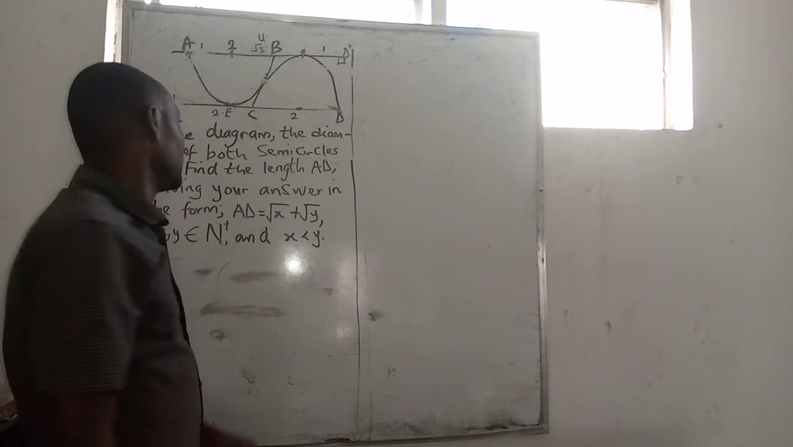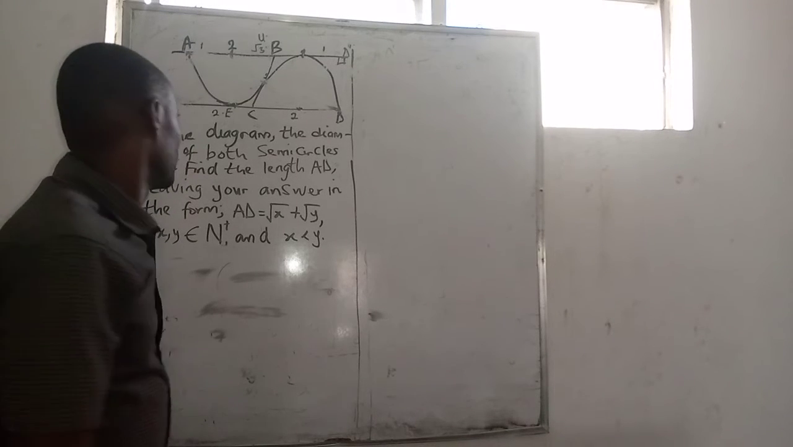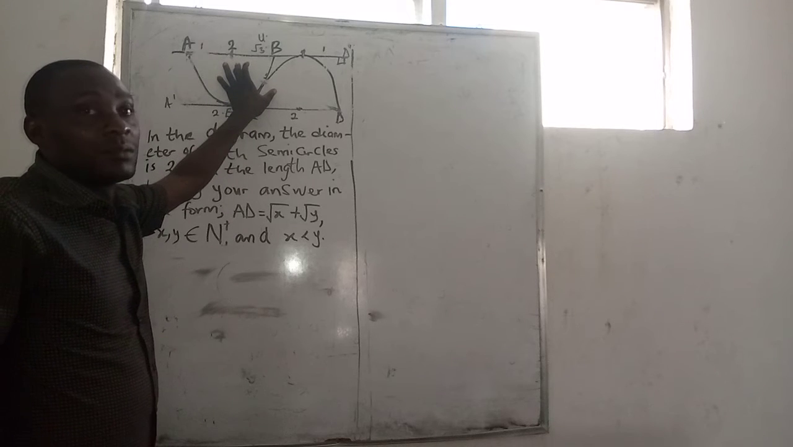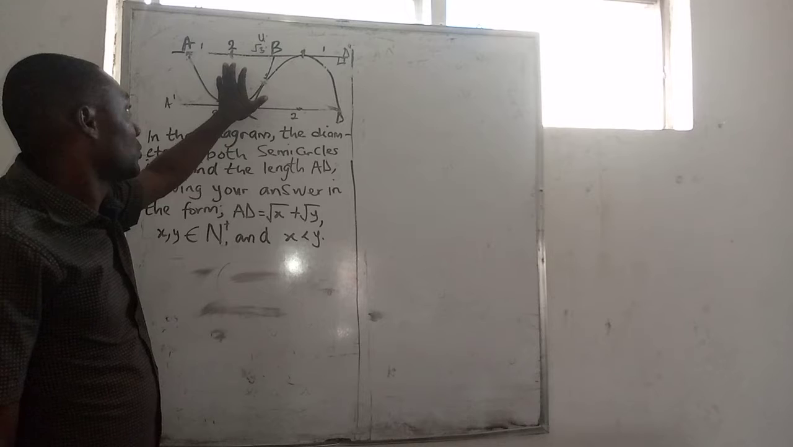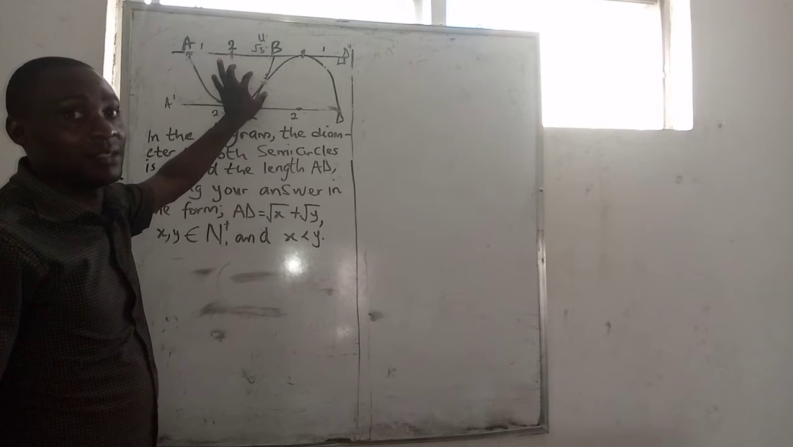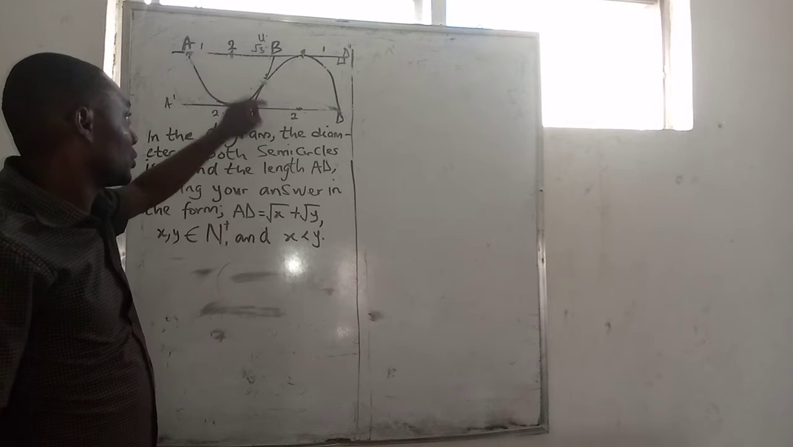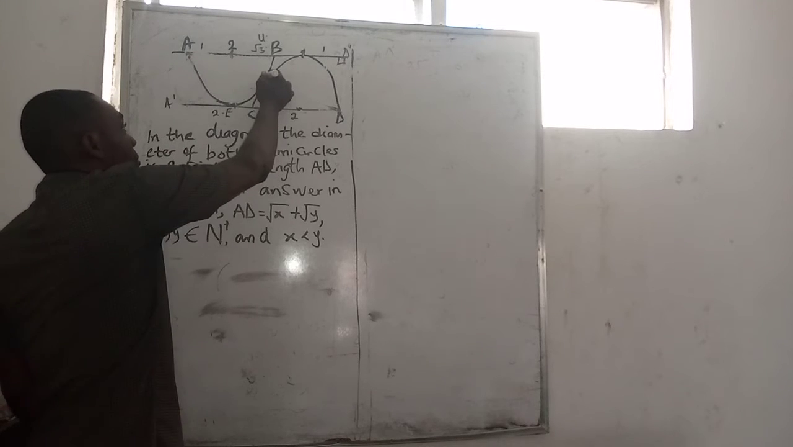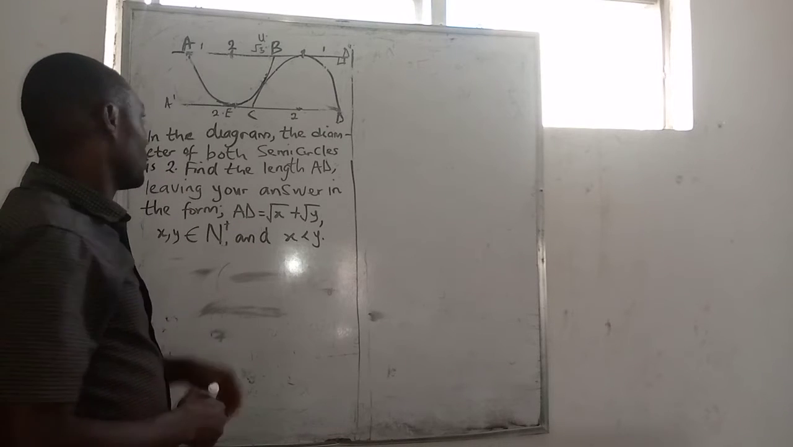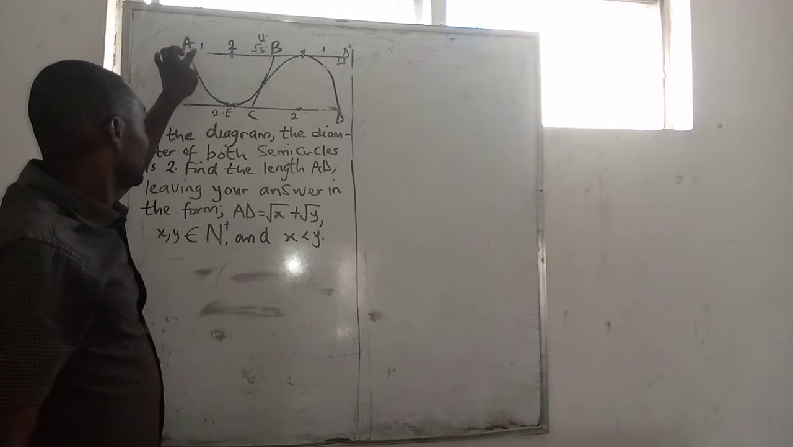Hi everyone, in this video we have two semicircles of the same diameter, 2 each, and are inverted such that they have a common tangent at this point. So we are required to find the length AD.